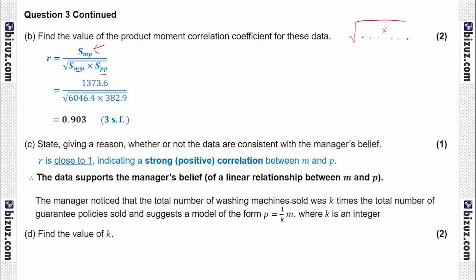The total number of washing machines sold, so that's basically the sum of M, is going to be equal to K multiplied by the total number of guarantee policies sold, so that's basically the sum of P. And this tells us that K is going to be equal to the sum of M divided by the sum of P. So if we evaluate this, we get the sum of M is 1124 divided by the sum of P, which is 281. And this gives us 4.